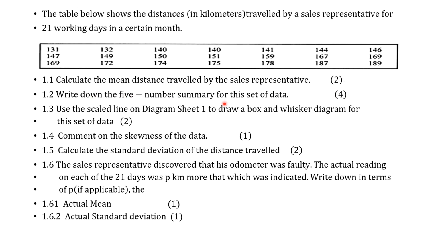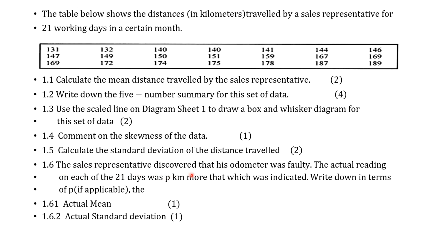Write down the 5-number summary for the set of data. Use the scale line on diagram sheet 1 to draw a box and whisker diagram for the set of data. Comment on the skewness of the data. Calculate the standard deviation of the distance traveled.